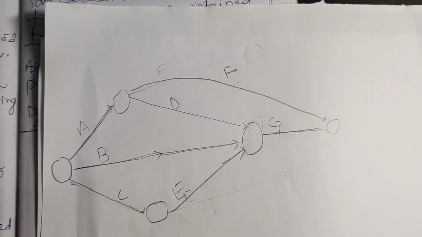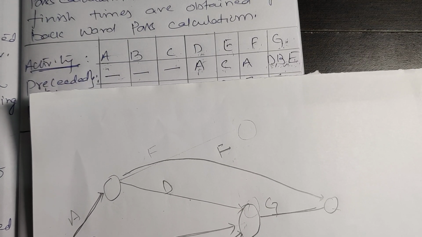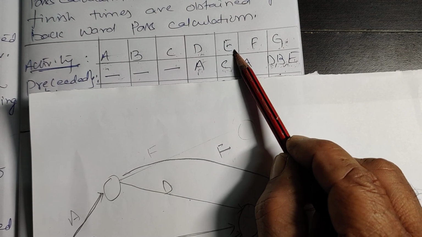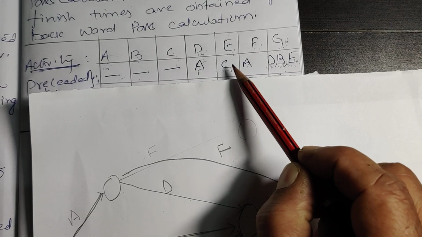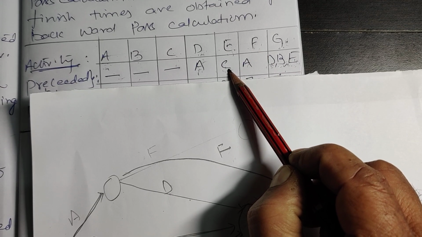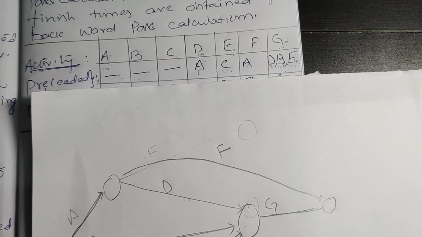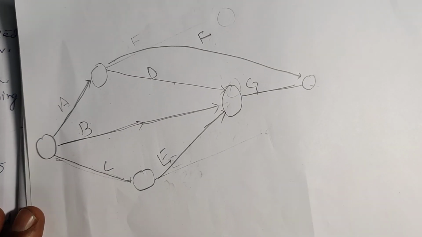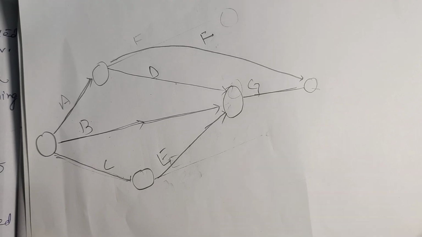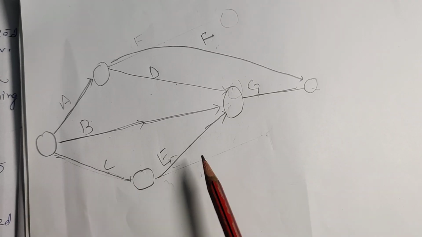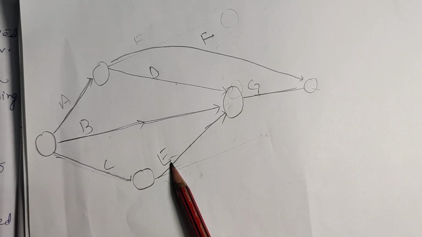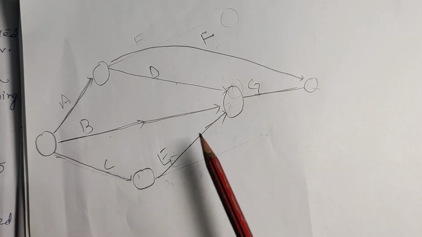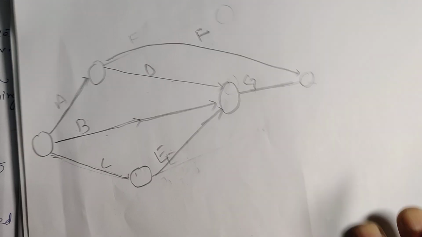Next, when activity C is completed, we can start activity E. Look at this. When activity C is completed, E started here. So, terminal node of this activity is initial node for this.